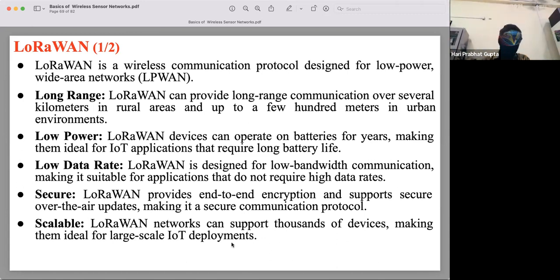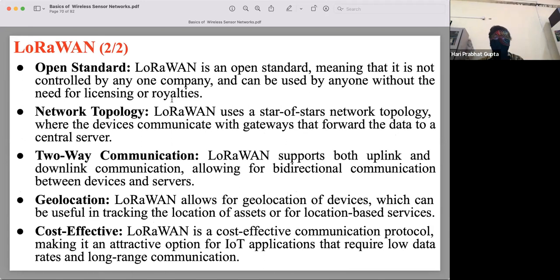It is also scalable, and large distance communication is possible. That means they support thousands of devices and they also communicate over a huge distance, so scalability is not a problem. And this is an open standard. That means it is not controlled by any company. You can modify the protocol based on your company's needs.